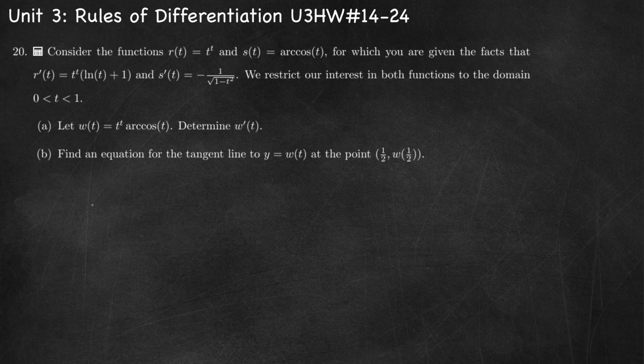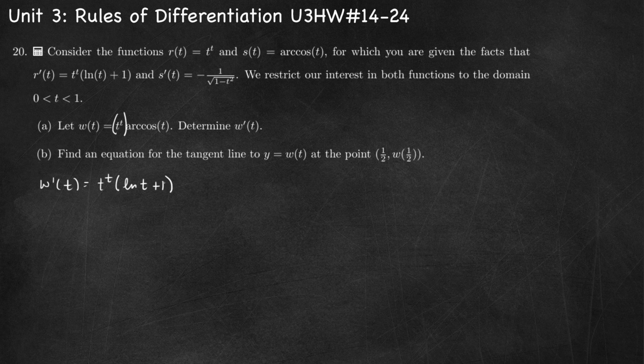Part A, let w of t equal t to the t arccosine t. So that is the product of r and s. Determine w prime of t. So we're going to use the product rule here. w prime of t is the derivative of the first, and the first is the t to the power t. So the derivative of that is r prime of t, or t to the t times ln t plus 1.